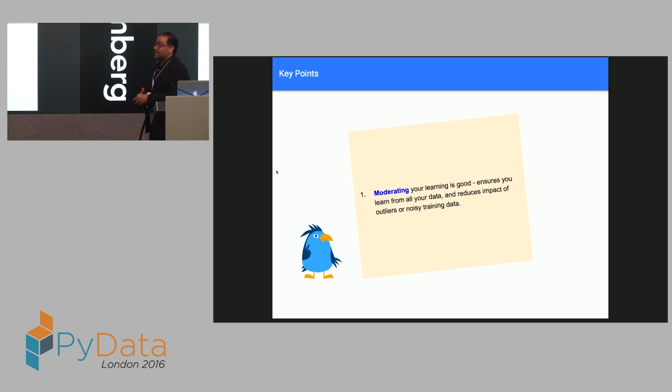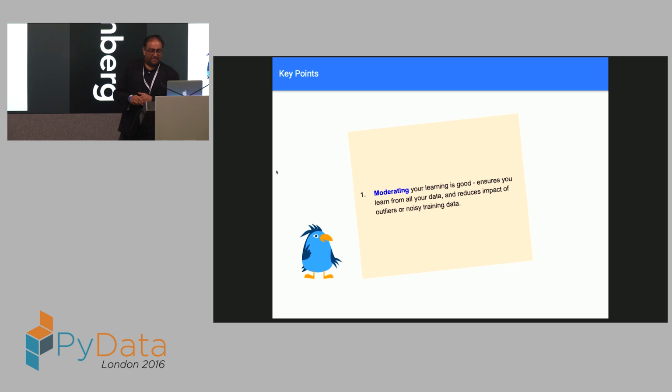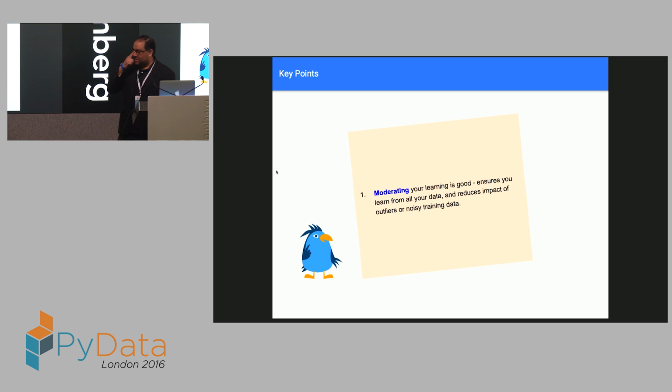So moderating is good, and that idea is used in neural networks to help smooth the learning that the neural network does and avoid being drawn towards training data which might be wrong. There is another benefit which we'll come to a little later.